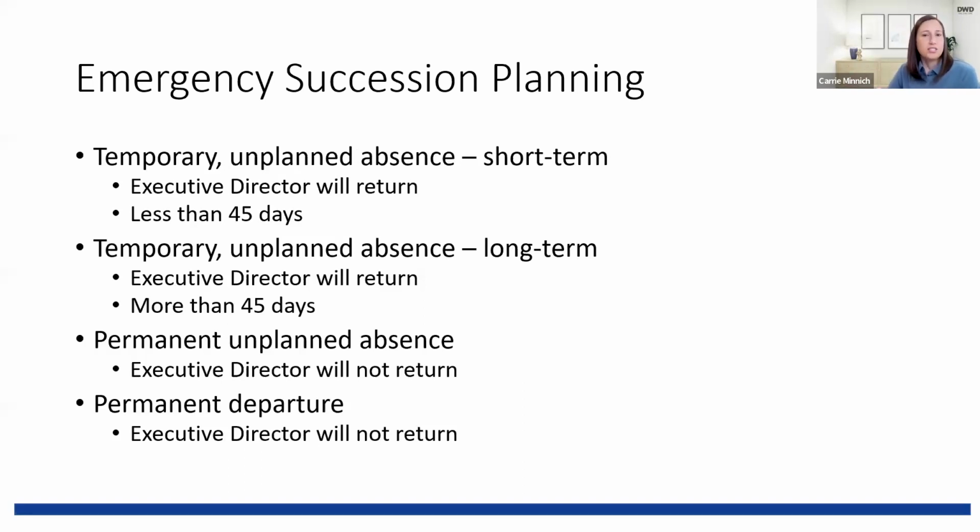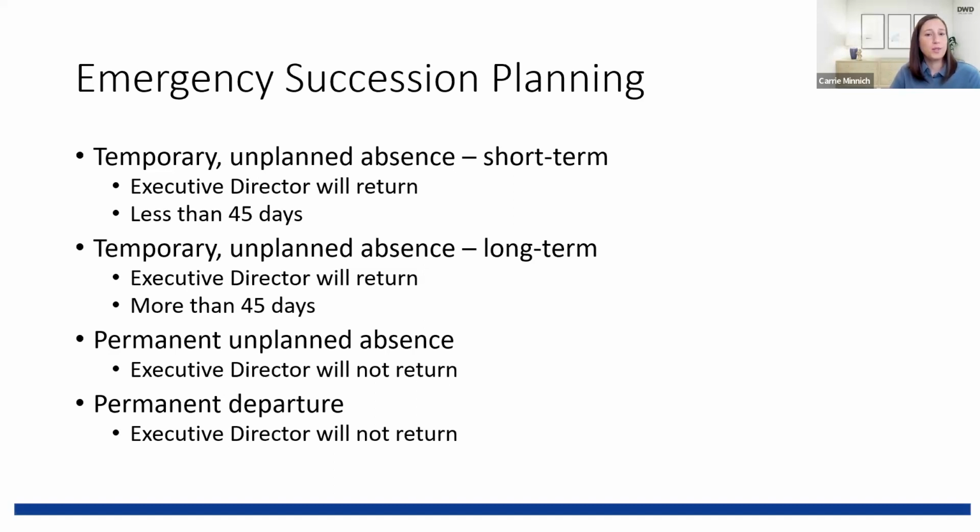So when we talk about emergency succession planning, there could be 4 different instances. The first is temporary, unplanned, short-term. In this instance, something happens, the executive director has to be away, they cannot fulfill their duties, but it's probably going to be less than 45 days. So maybe there's an illness, maybe there's a death in the family, but regardless, the executive director can't fulfill their duties, but they are going to plan to return. The second temporary unplanned absence is long-term. So again, the executive director is going to return, but they're just going to have to be away more than 45 days. And then the other two are more permanent.